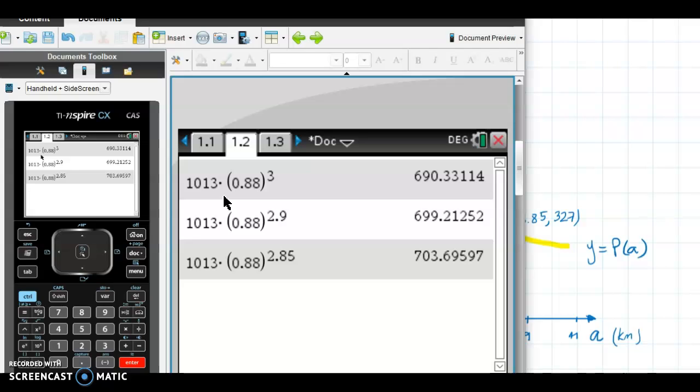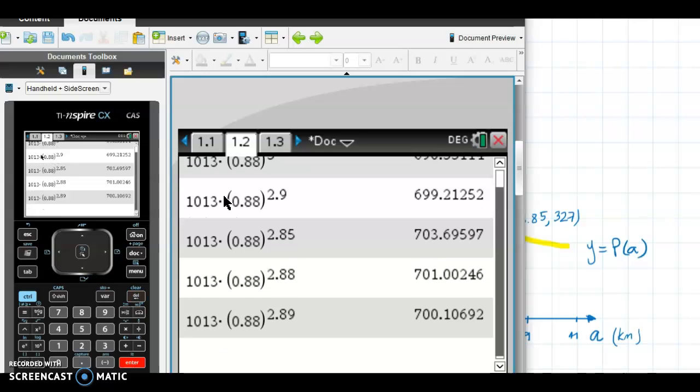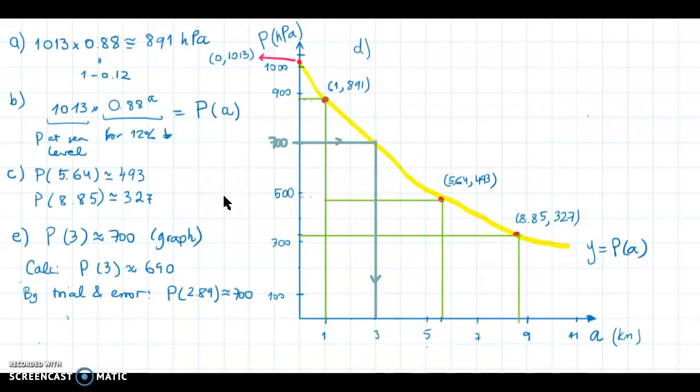That was too big. So I'm just doing what's called trial and error. Of course, there are other ways of doing this. That's what we know so far. This is still too big. So let me try. Okay. So when A is 2.89, I'm getting that the pressure is 700 correct to 3 significant figures. So I wrote over here the information we got from the calculator and the improved value that we got doing trial and error.